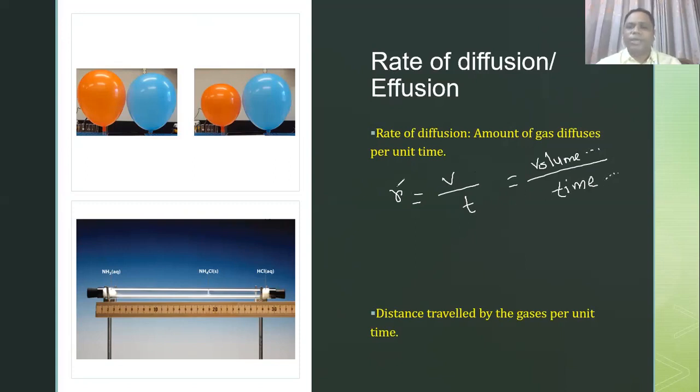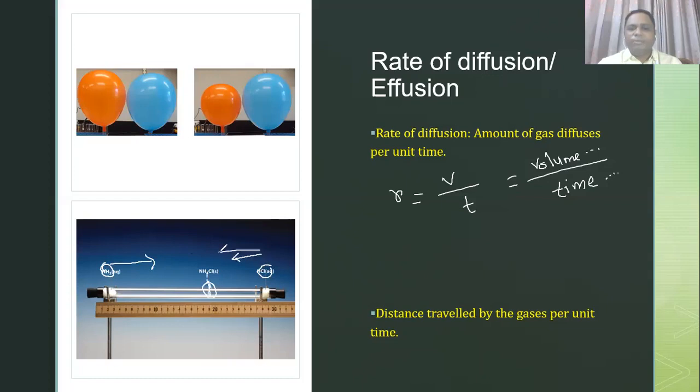So this is how we can calculate rate of diffusion. Another way of measuring rate of diffusion is the distance traveled by gas molecules per unit time. Whenever we keep these gases at this side and at this side, this molecule will move from this side to this side, and this one will move from this side to this side. After a particular time, they will meet at this point.